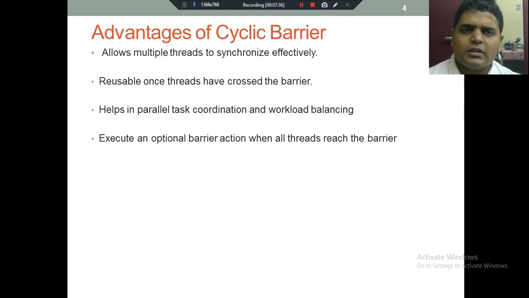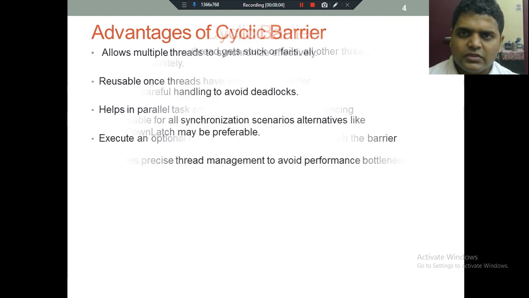It helps in parallel task coordination and workload balancing. As I told, parallel task computing is one of the major advantages of cyclic barrier. It can also execute an optional barrier action when all the threads reach the barrier. Yeah, that's important. It allows us to execute an optional barrier action after all the threads reach the barrier. So moving on to the limitations.